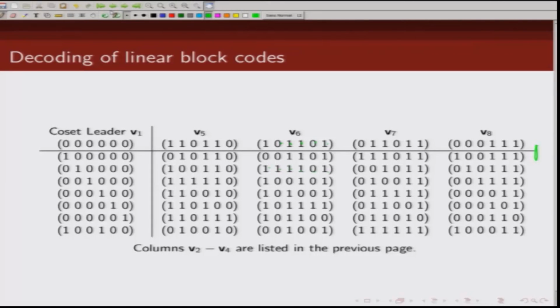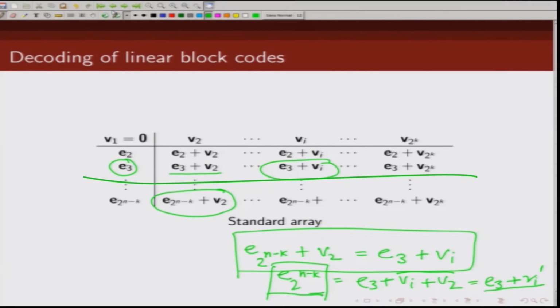let us say look at this row, the coset leader was this, the leftmost entry in the standard array. Now, what happens if, instead of choosing this as a coset leader, we had chosen this as coset leader, would it have changed the elements of this array? No. Why? If you go back and see the entries of a particular row, here the coset leader was E3. If instead of E3 we would have used E3 plus V2, what would have happened? This would have been E3 plus V2, this would have been E3 plus V2 plus V2.